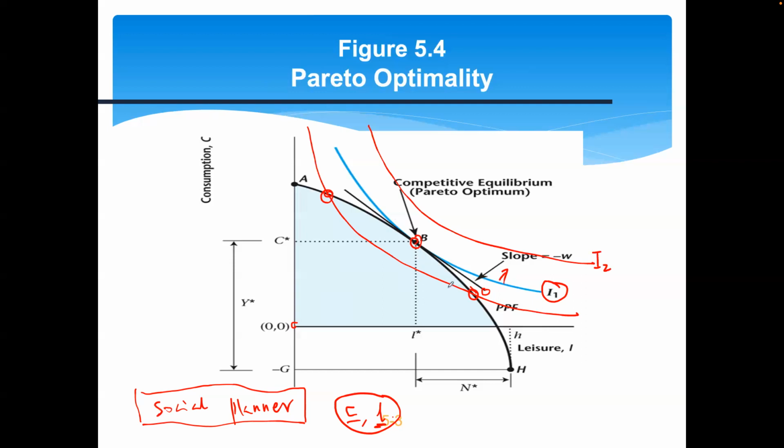Not only that, but now think about the consumer and the producer. The producer can produce any combination along this line. But only here is the best solution for both the consumer and the firm. So let me further explain what this means.